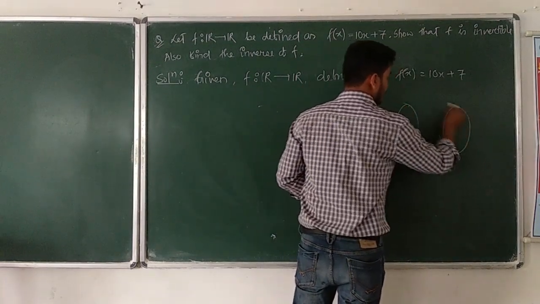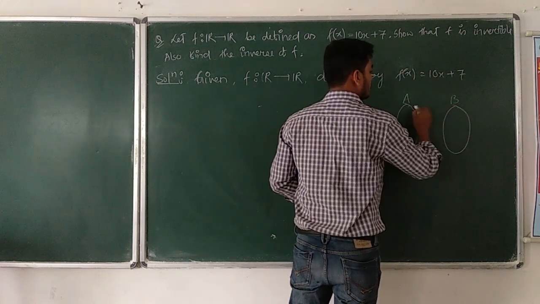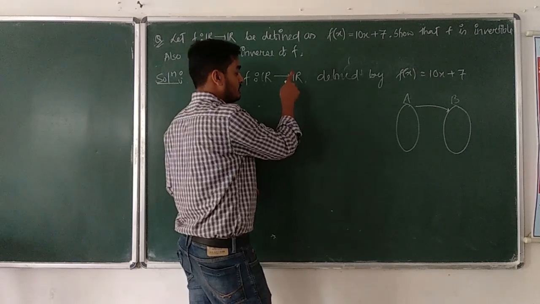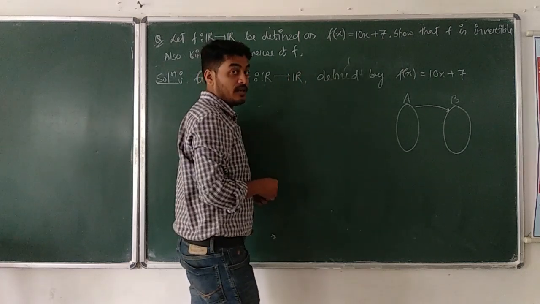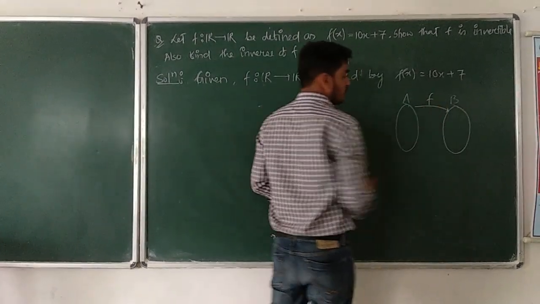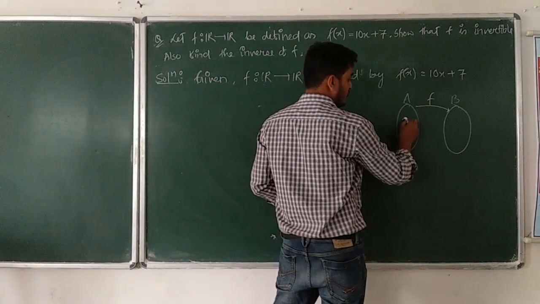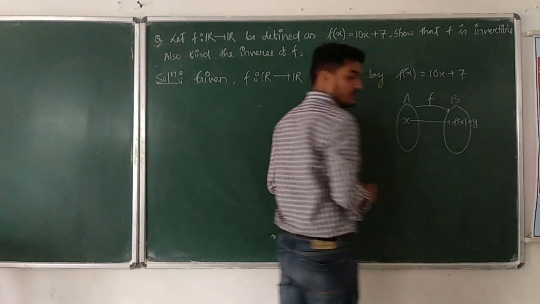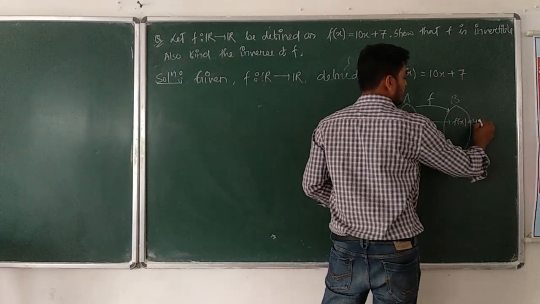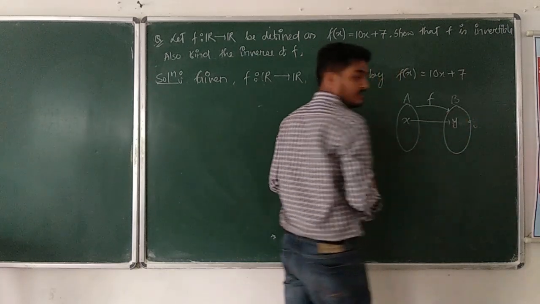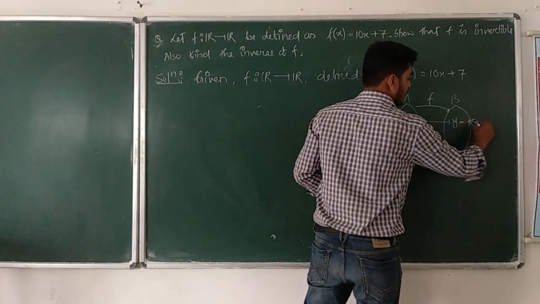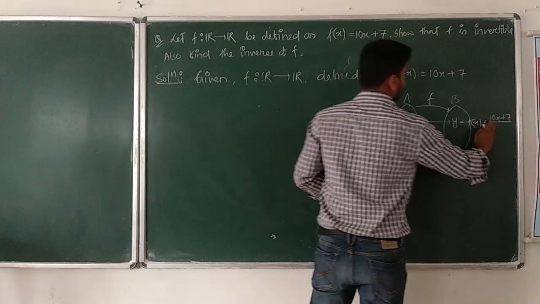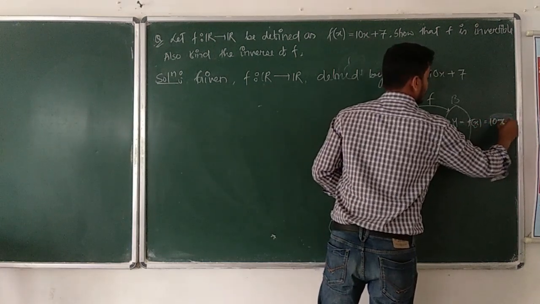Suppose a function f is given from A to B. Here in place of A, R is given, that means the set of real numbers is given to us, and in place of B also the set of real numbers is given to us. Now f is a function from A to B. Under the function f, what is the image of x? The image of x is f of x, or we can say that f of x is represented by y, which is given as 10x plus 7.